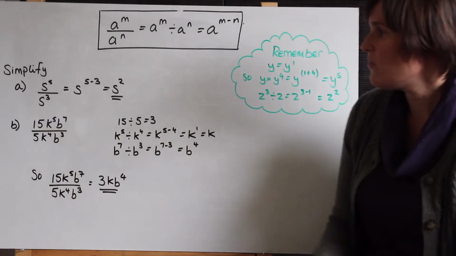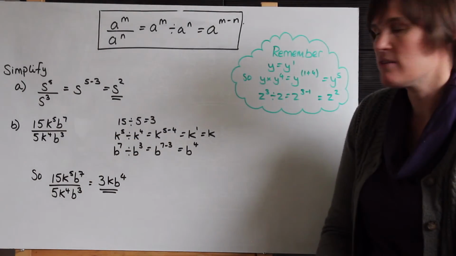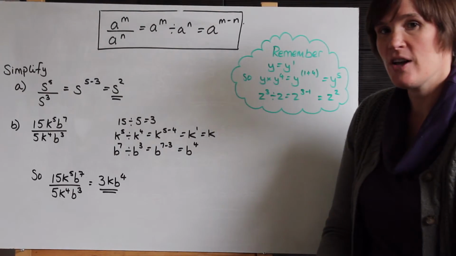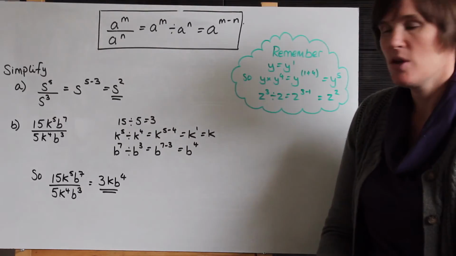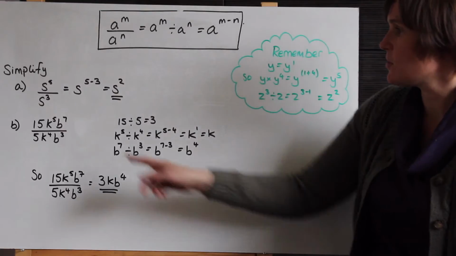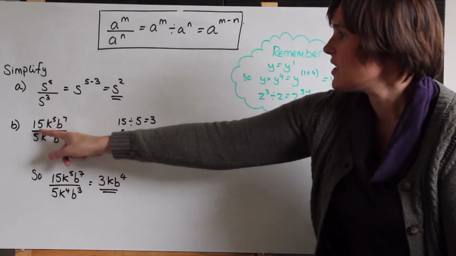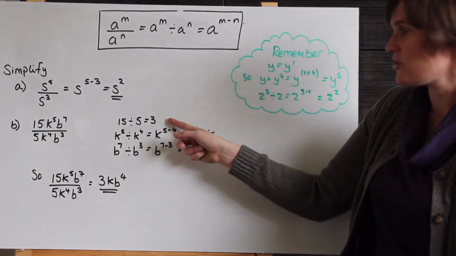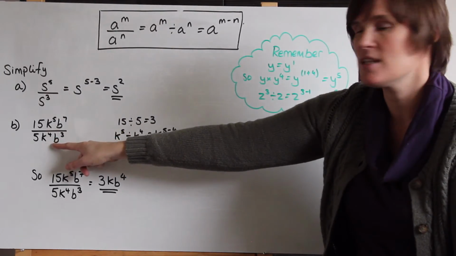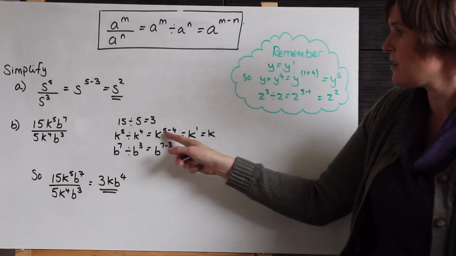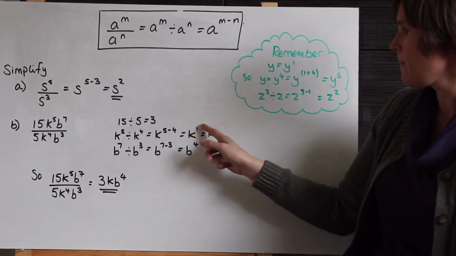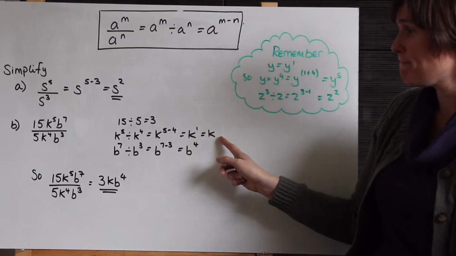Here we have 15k to the power of 5, b to the power of 7, all over 5k to the power of 4, b cubed. So again, we separate out like terms. We'll start with the numbers. 15 divided by 5 gives us 3. k to the power of 5 divided by k to the power of 4 gives us k to the 5 minus 4, which is k to the power of 1, which is just k.